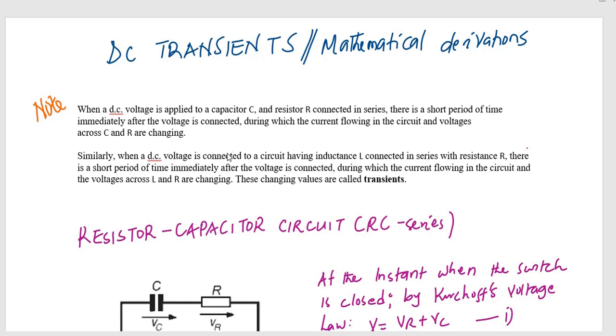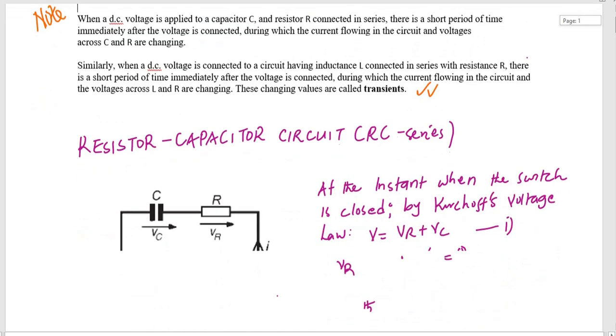Similarly, when a DC voltage is connected to a circuit having inductance L connected in series with resistor or resistance R, there is a short period of time immediately after the voltage is connected, during which the current flowing in the circuit and the voltages across inductor L and resistor R are changing. These changing values are called transients. And since we are dealing with direct current, we shall call them DC transients.